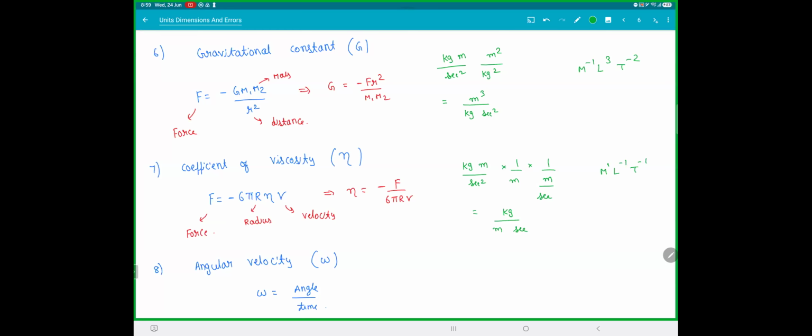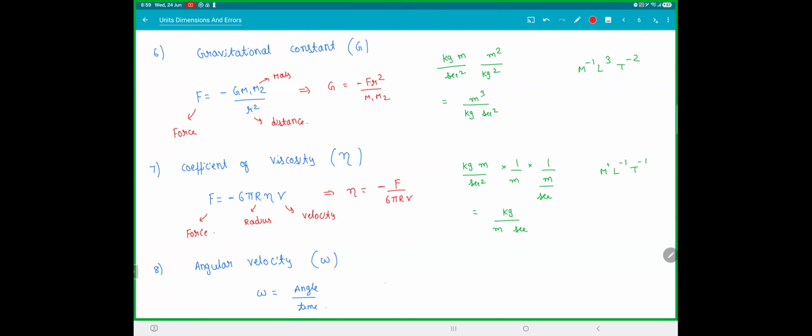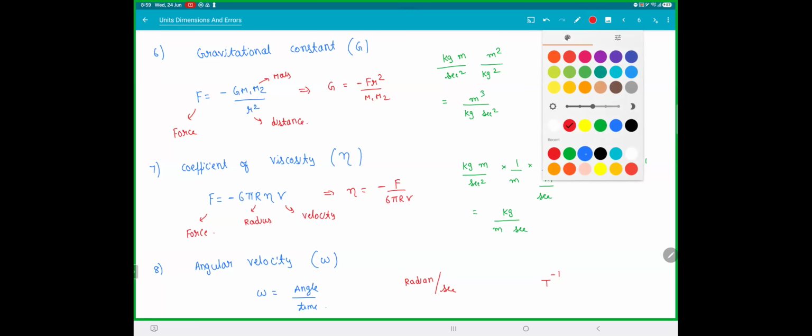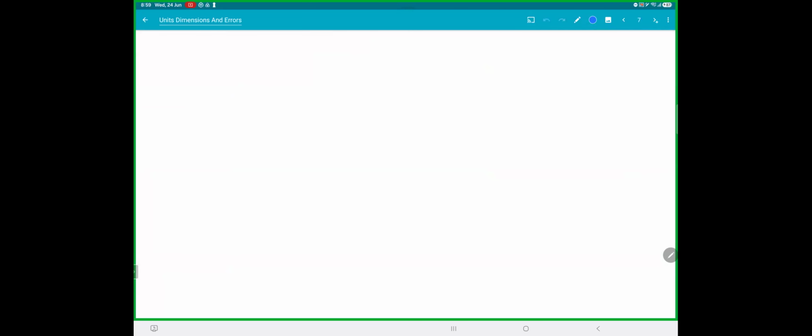Check. Angular velocity is easy. Angle is dimensionless, so that is radian. There is a unit per second, but radian has no dimension, so this is T power minus 1. Clear with this? Any doubts on this? So you just have to get that formula and shift everything, that's it, and you're done. All clear? Going ahead. Let's see a few more.